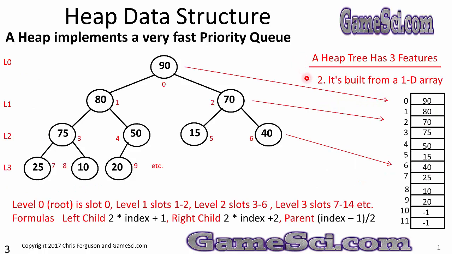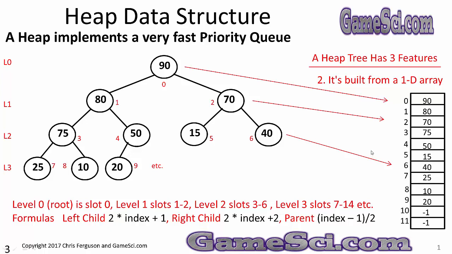The second feature of a heap tree is it's built from a one-dimensional array. We are going to map our binary tree directly onto a one-dimensional array. The root, or level 0, is at slot 0 in this example. Level 1 then gets slots 1 and 2 of the array. Level 2 gets slots 3, 4, 5, and 6, and so on down the line.